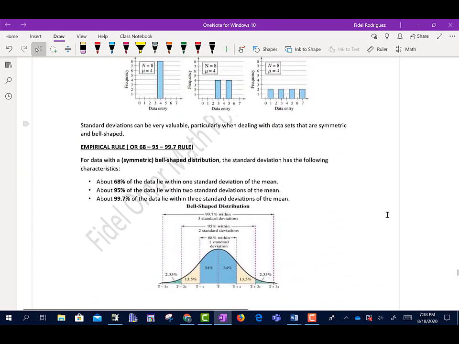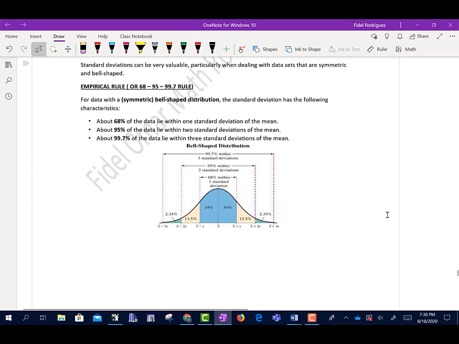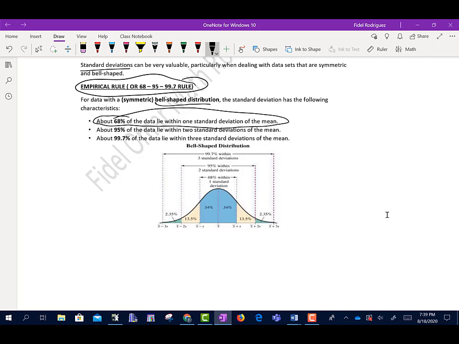So I'm going to kind of skip over this other part right here and go to what we call the empirical rule, because the empirical rule is going to help me understand what standard deviation means, okay? So the empirical rule, or the 68, 95, 99.7 rule, says for data with a symmetric or bell-shaped distribution, right, all the information is in here, it's going to say about 68% of the data lies within one standard deviation of the mean. So here's my mean. I'm going to have 34% of my numbers here and 34% of my numbers here. That gives me a total of 68.